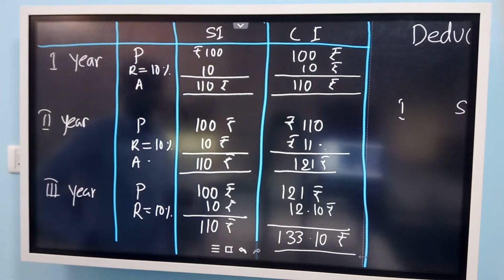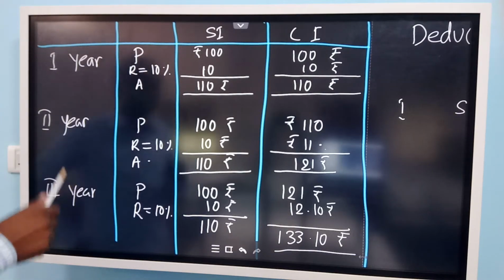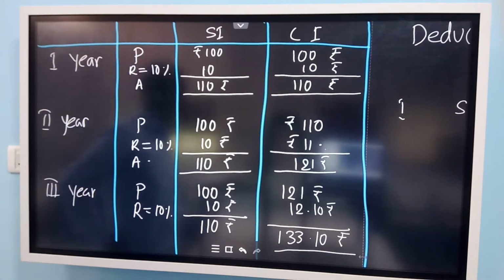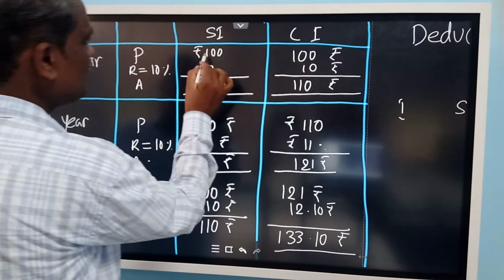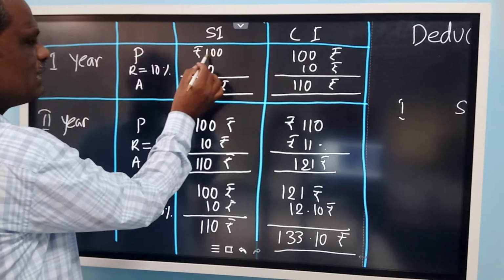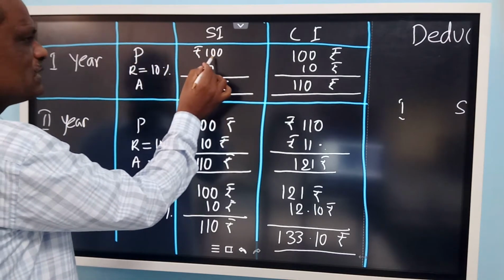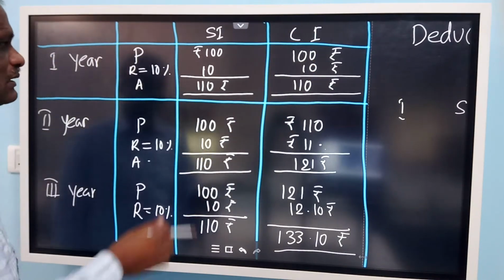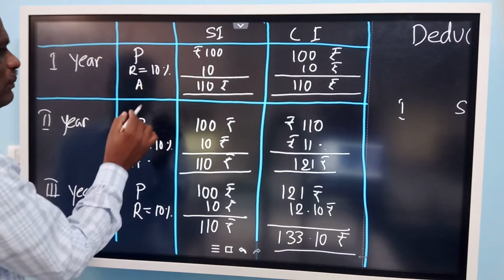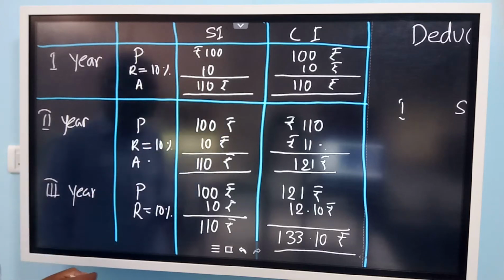You can see one example here where simple interest and compound interest are both calculated. Here the principal amount we have taken is rupees 100. This is the principal value, that is 100 rupees. This is the calculation of simple interest and this is the calculation of compound interest. The rate of interest we have taken is 10%, so the corresponding amount we are also calculating here.